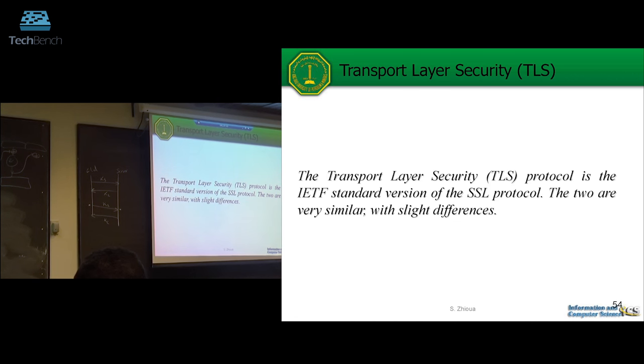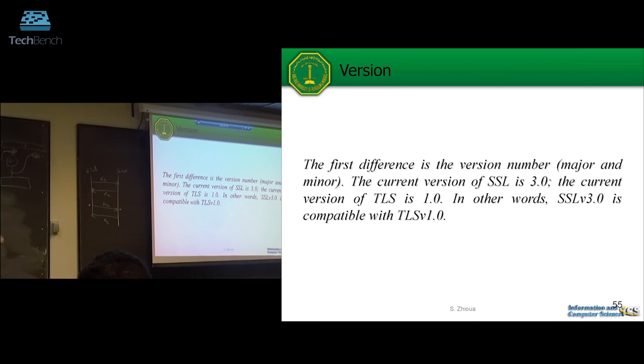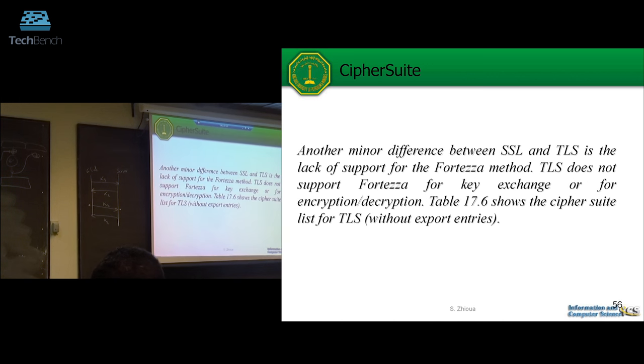Now TLS, just to mention the difference between TLS and SSL. The TLS protocol is the IETF standard version of the SSL protocol. The two are very similar with very small differences. Among the differences, basically the version, one is 3.0, the other is 1.0. The other minor difference, as I told you, is in the cipher suite, the lack of support of Fortezza. TLS does not support Fortezza, while SSL supports Fortezza. I think it's a symmetric protocol, for key exchange or for encryption.